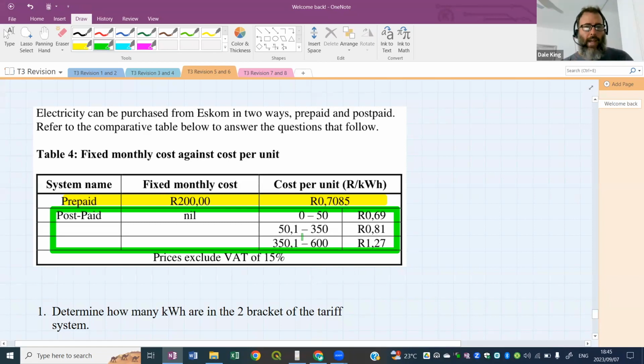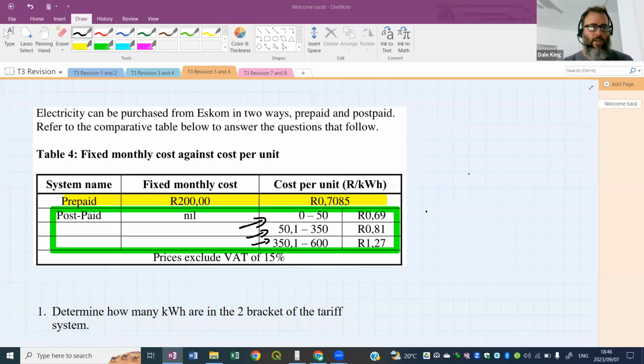All right. And we can see a tariff system for the postpaid payments. Prepaid expense and accrued expense. See, I was talking accounting stuff now. There's tariffs there, and these are the brackets here. There are the three brackets. And on the right-hand side, we've got the cost, rands per kilowatt hour. Okay, so you can have a sliding scale tariff system for electricity. Prices exclude VAT, by the way. Just remember that.